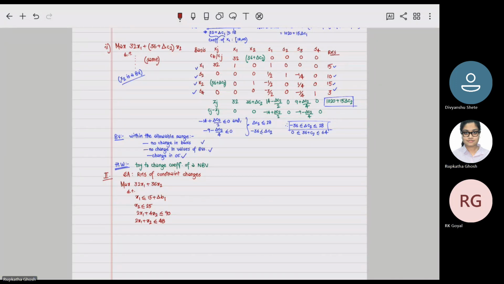Yes. So your basis, I'll just make it here only. This is your basis, right? Xj, Cb by Cj: x1, s2, x2, s4, with 32, 0, 36, 0, and columns x1, x2, s2, s3, s4, and this is your right-hand side. Okay, follow very clearly. So here you have 32, 36.